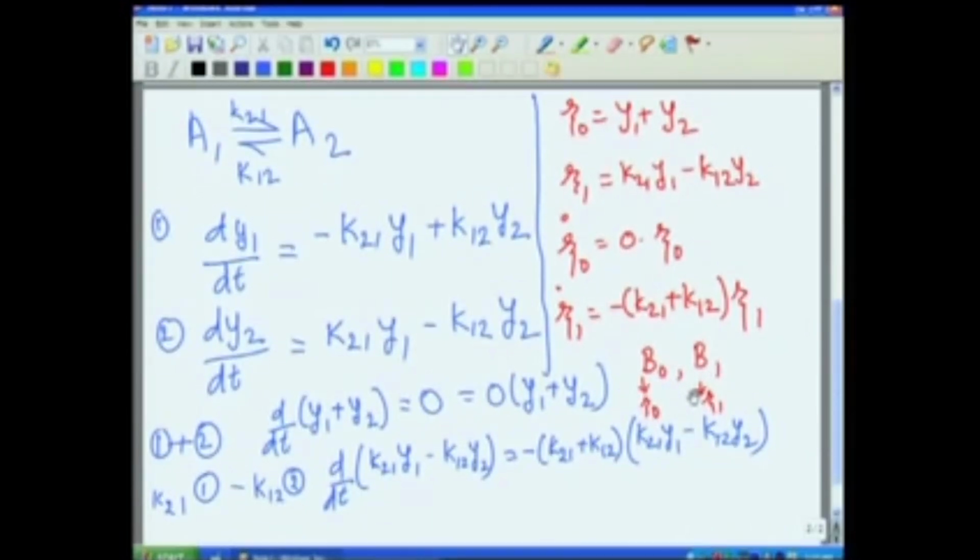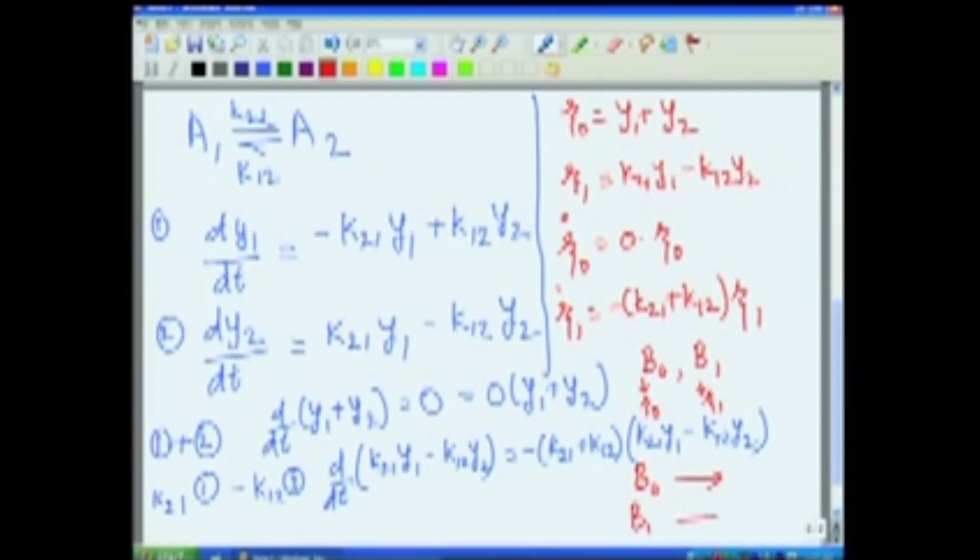So, now what is the reaction involving these hypothetical species? We can write these reactions simply as B naught going to something, B1 going to something. What is that something? I do not care, because if my system reactions are B naught going to something and B1 going to something, with concentrations zeta 0 and zeta 1, then you would write the kinetics as zeta naught dot equal to some kinetic rate constant times zeta 0, and zeta 1 dot equal to another kinetic rate constant times zeta 1. And the solution of this is fairly straightforward.